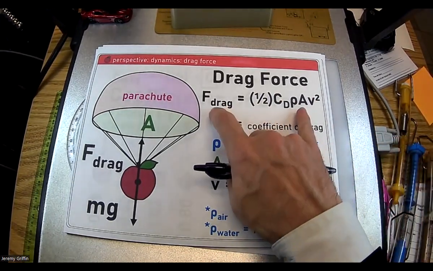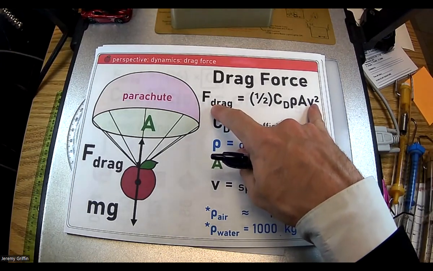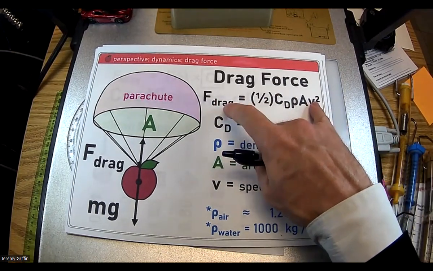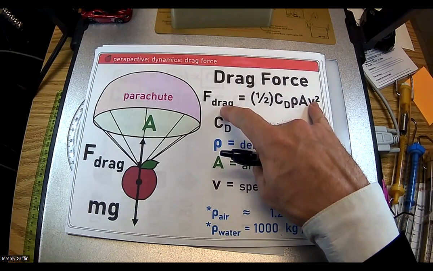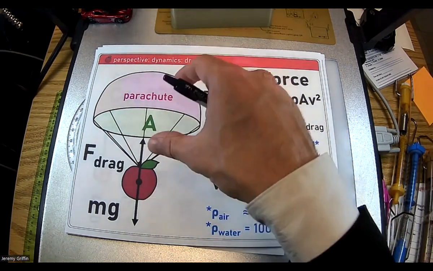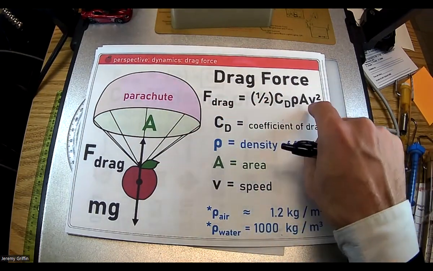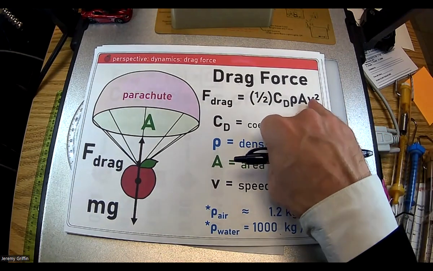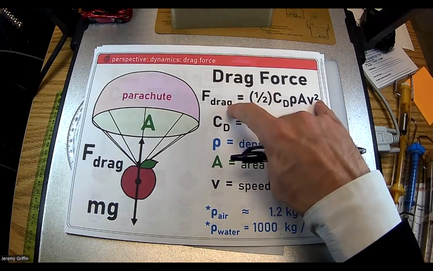Drag force is proportional to the speed squared, right? So yeah, the faster it goes, the more drag force picks up, but that's the squared relationship. For example, suppose it's falling at some speed, there's some drag force, and it picks up to 3 times the speed. Guys, 3 times the speed is how many times the drag force?